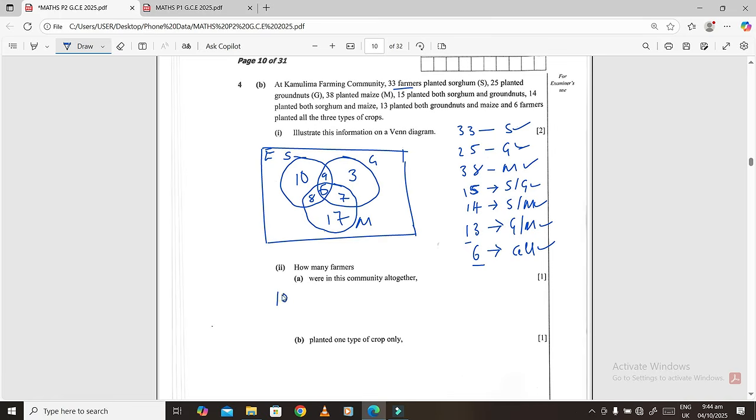So we're simply going to add everything. 10 plus 9 plus 6 plus 8 plus 3 plus 7 plus 17. So the order of how you arrange the numbers does not matter. So 10 plus 9 plus 6 plus 8 plus 3 plus 7 plus 17. This is giving us a 60. So there were 60 farmers in this community.